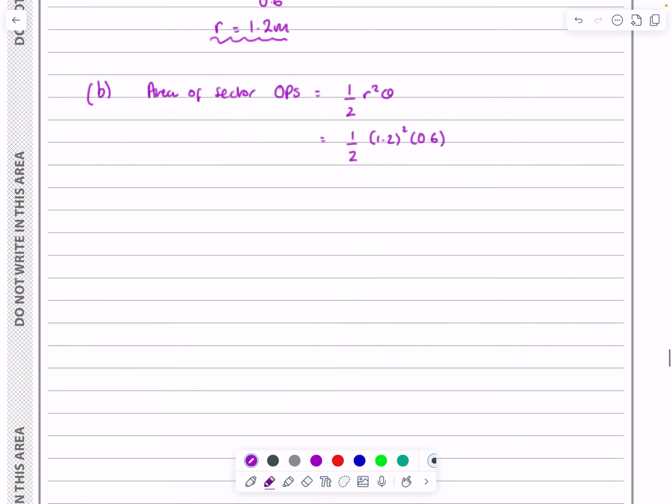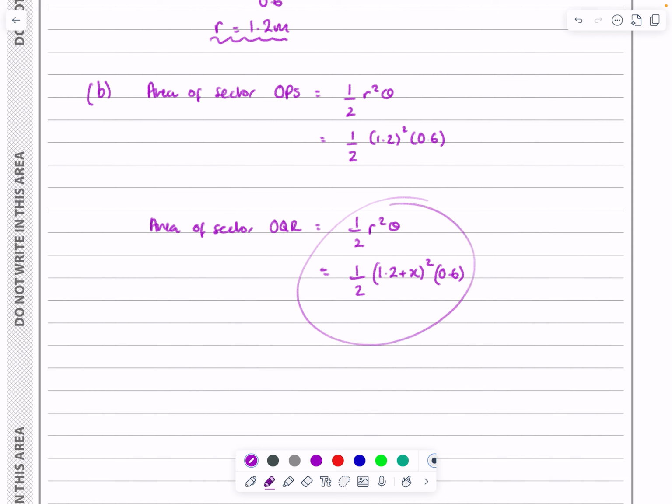Then the area of sector, the larger one, OQR, is again half r squared theta, which is half, well this time the radius for that is 1.2 plus x, squared. Theta stays the same. So if I do this one minus this one, that's going to equal 90. So that's exactly what I'm going to do.